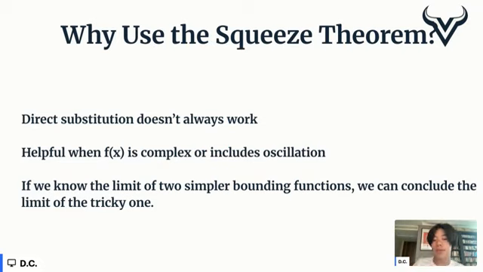Sometimes direct substitution won't work. If I give you something like sine 1 over x in a function, maybe x squared sine 1 over x, people will be pretty confused, and direct substitution is just not going to work. Sometimes it makes our life easier, because it can turn one very complex function, maybe with a lot of oscillation, into two simpler functions. We can conclude the limit more easily.